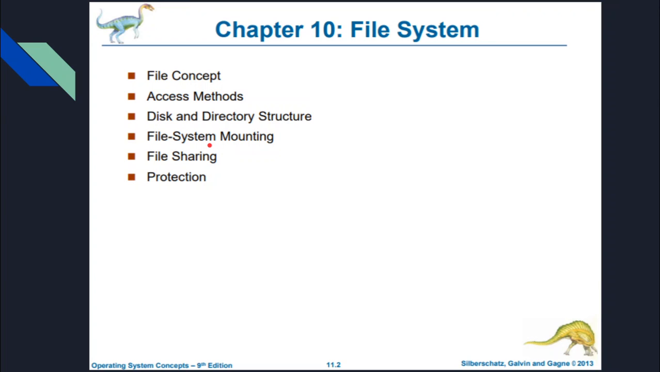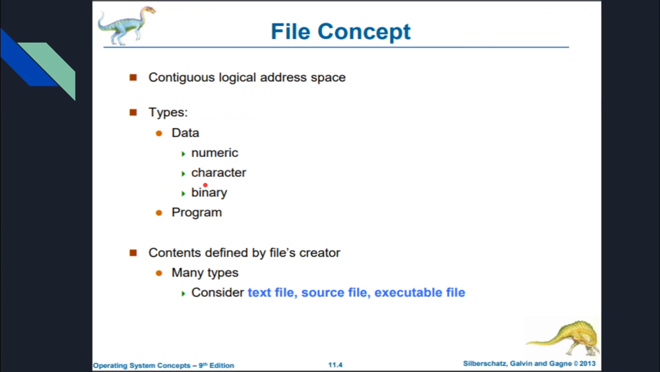Fixing a group of files into a directory is called mounting, and then file sharing, how the files can be shared among various applications or among various devices, and then protection. Protection is all about how the file can be protected from unauthorized access or by giving some password access and all those protection concepts. Now a file system is a contiguous logical address space.